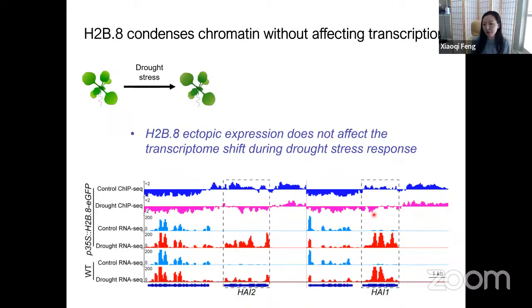And this is very unusual because chromatin condensation is typically associated with transcriptional suppression. So our study not only addressed a long-standing question regarding how the sperm nuclei are condensed in flowering plants, but also through this revealed a novel mechanism of chromatin condensation that is compatible with transcription.